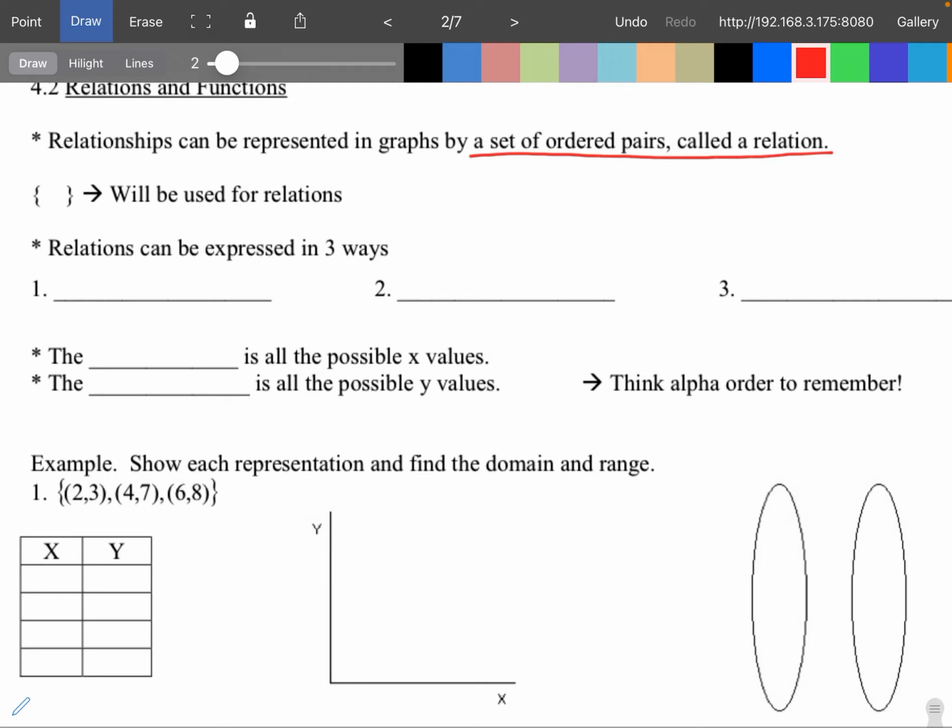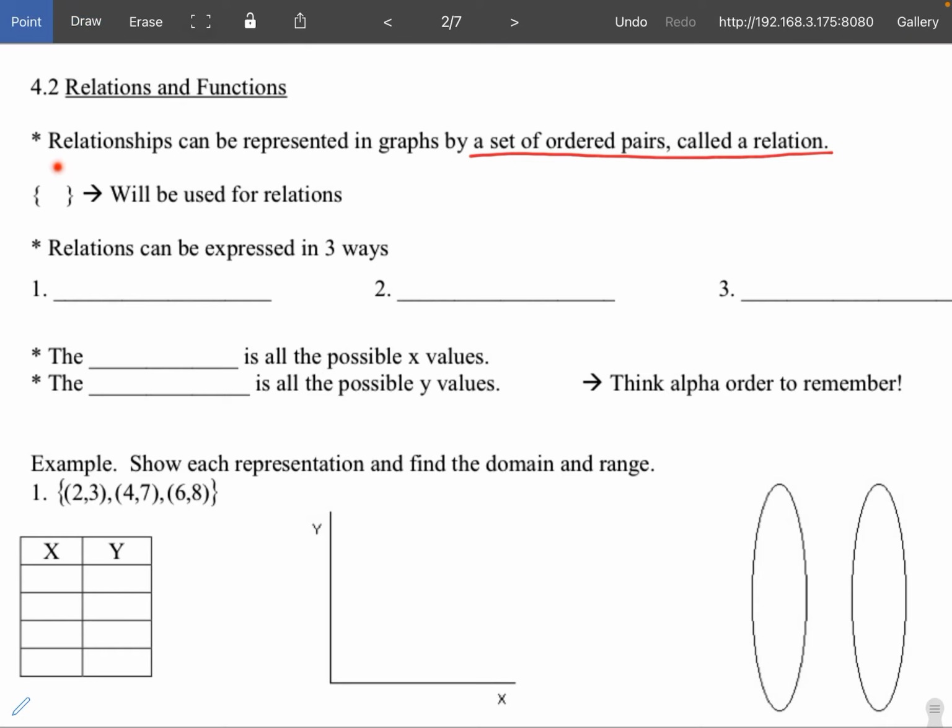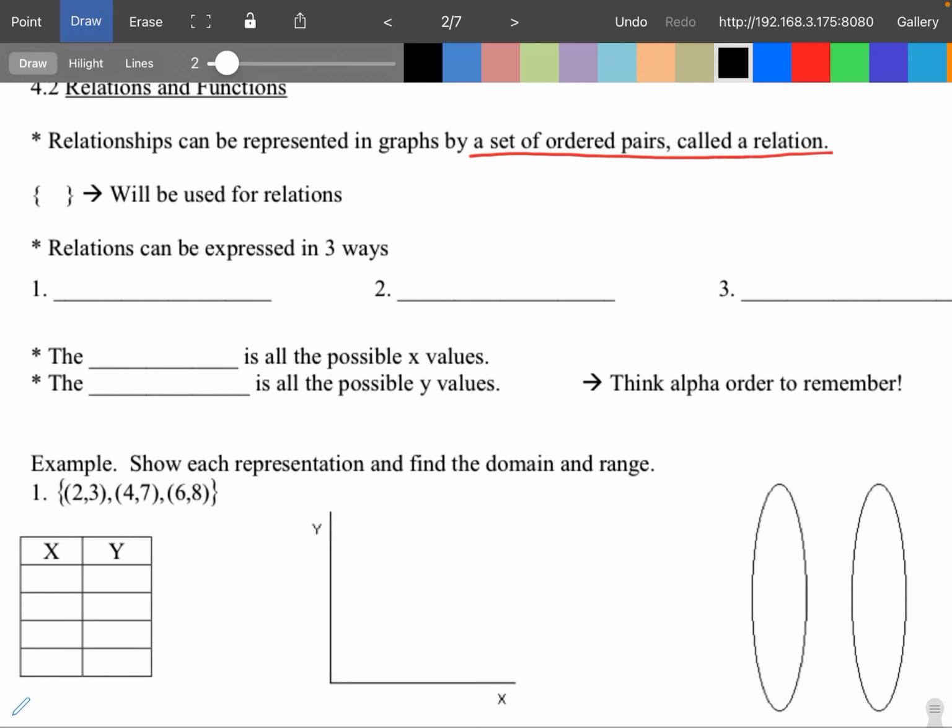All right, so today we're going to talk about relations and functions. The important part of this first definition right here is this. A set of ordered pairs, that's called a relation. And for these, we use these weird set brackets right here. A set of ordered pairs would look something like this.